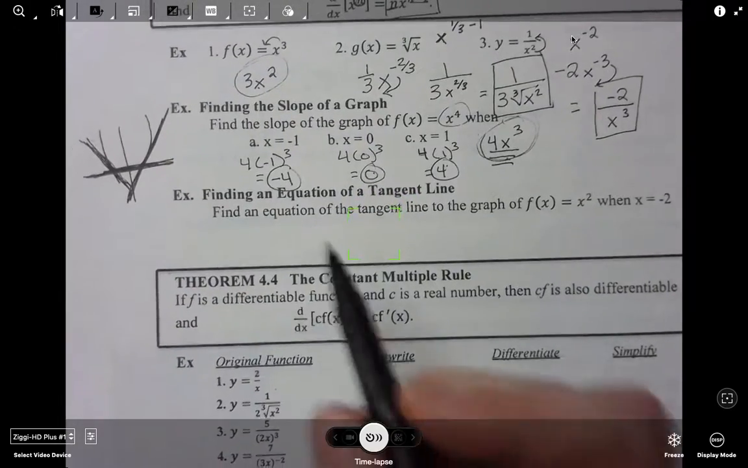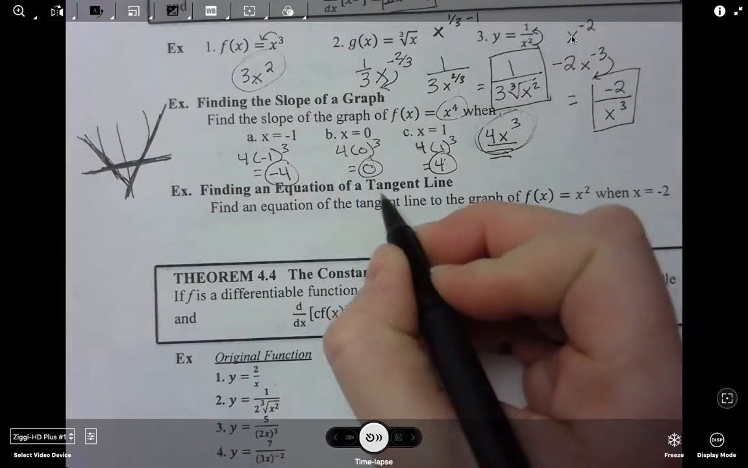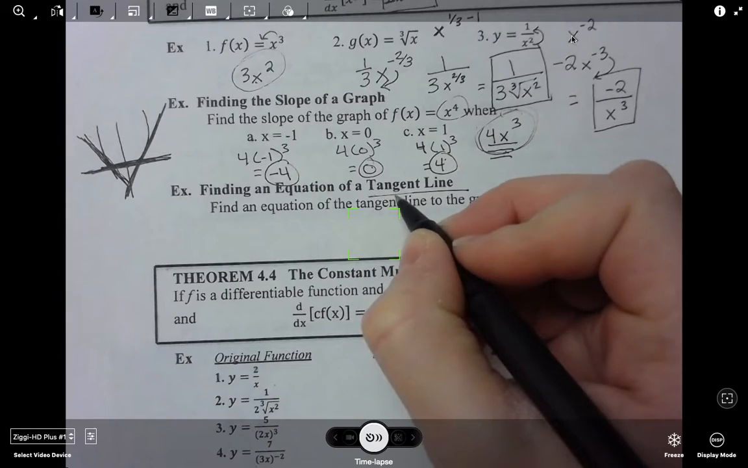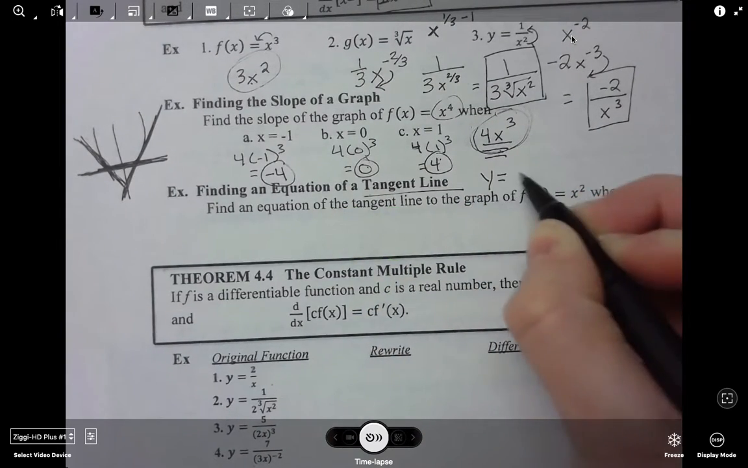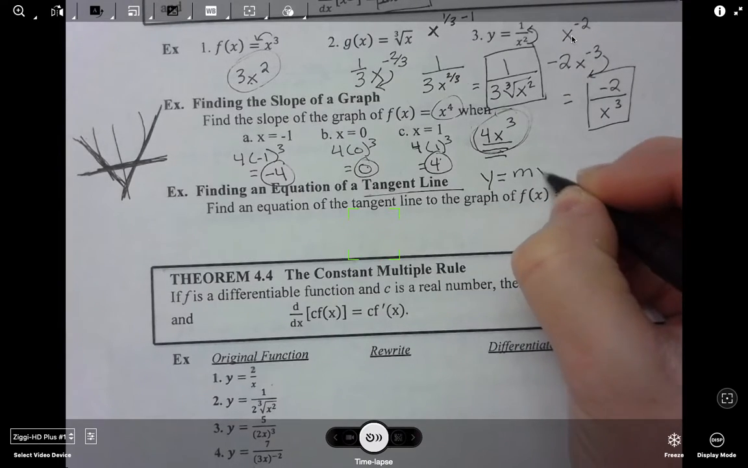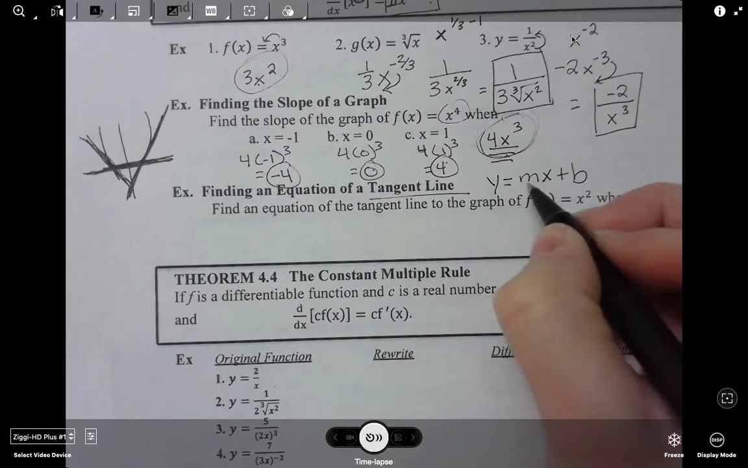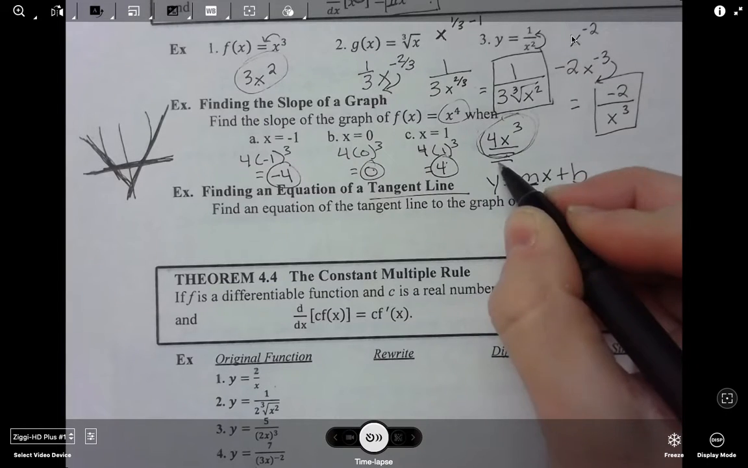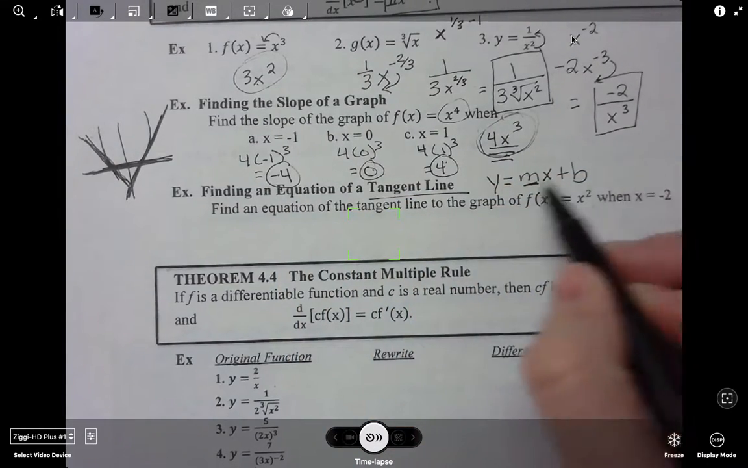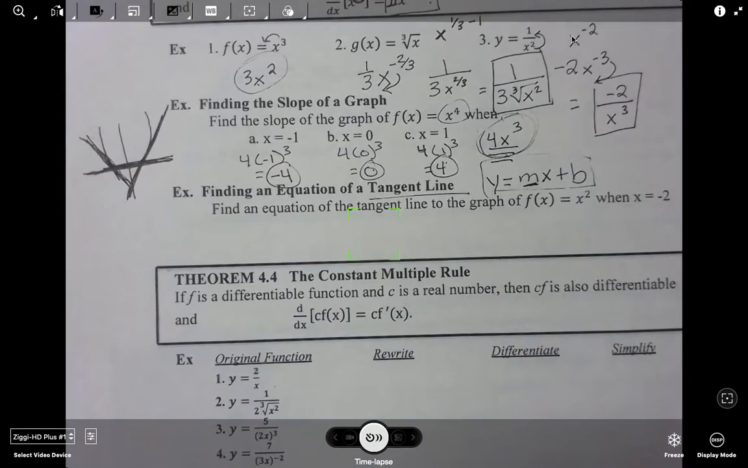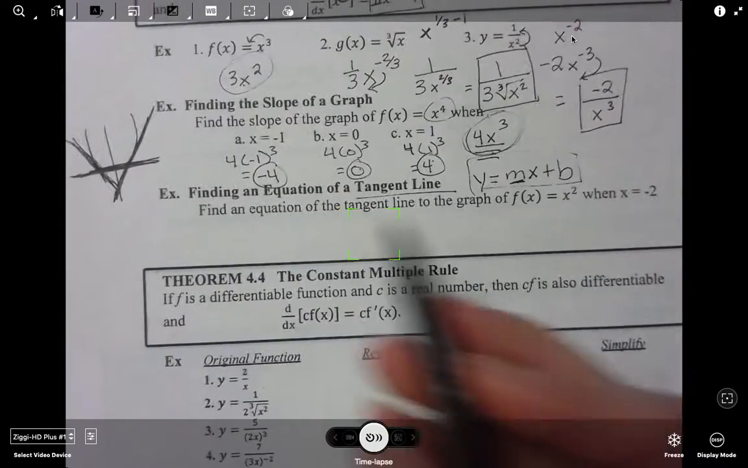Okay. Now, next example, find the equation of a tangent line. Now we don't want just the slope. I want the equation of the whole line, and lines are of the form y equals mx plus b. So I don't just want m, I want the equation of the whole line. All right. So just like up here, we're going to find m, but then we have to finish it out and find the entire y equals mx plus b, right?